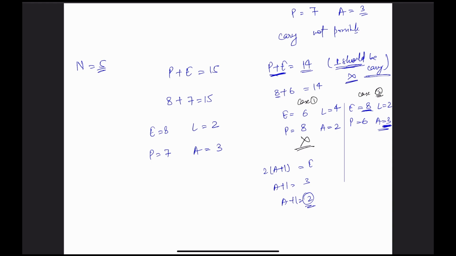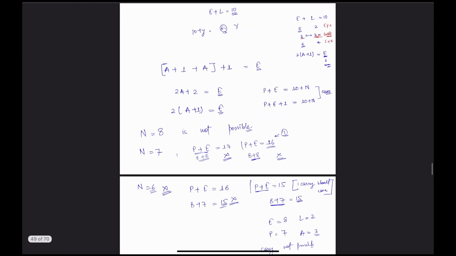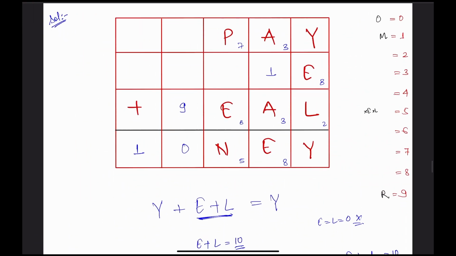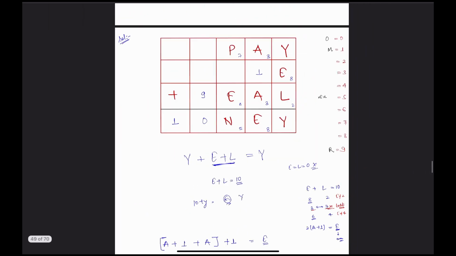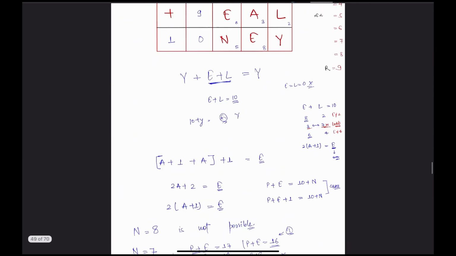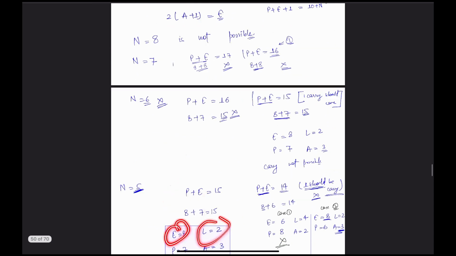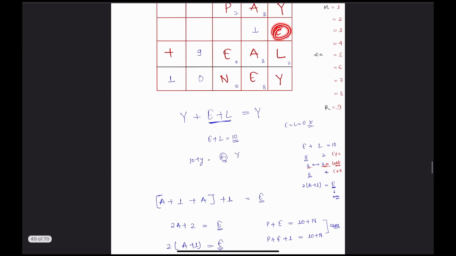But I know that I want n to be maximum. For n to be maximum, these will be the values, because it has been said that I want the maximum value of n. So for the maximum value of n, these will be my numbers. What are the numbers? N equal to 5. E equal to 8, L equal to 2.